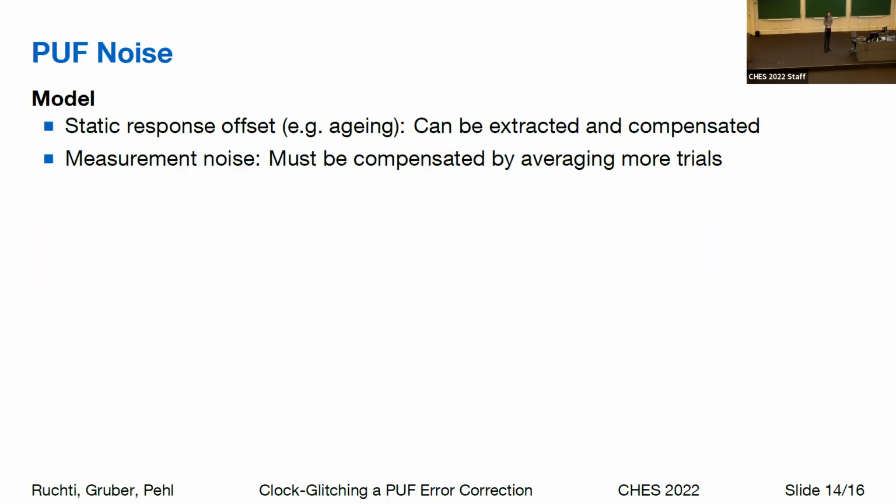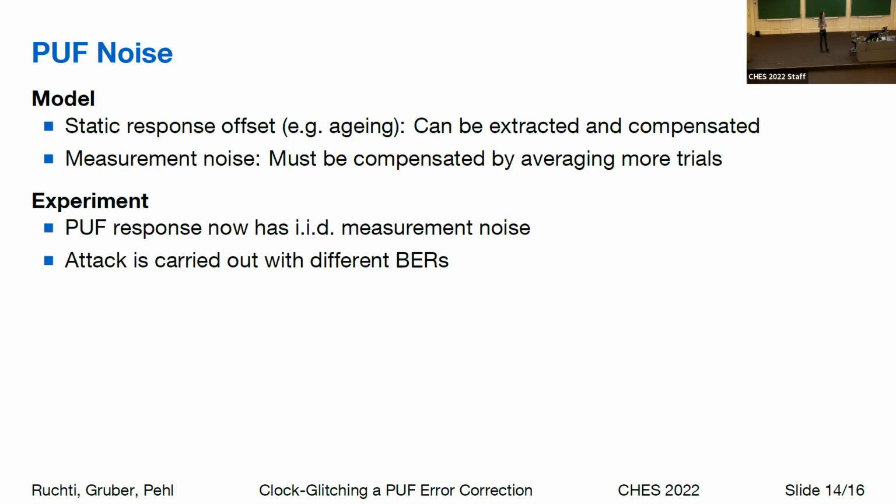So far, we haven't considered PUF noise, so the PUF response was completely constant throughout the experiment, but on a real-world system it probably has an impact on the attack. For this, we split the PUF noise into two parts. First, we have a constant offset. This is possibly due to aging, and we assume this to be constant throughout the experiment. This offset can be extracted and then later compensated through helper data manipulation, so we'll leave it out of the question right now. What remains is actual measurement noise, which is different from measurement to measurement, which in our experiments we model as IID measurement noise and test for different bit error rates.